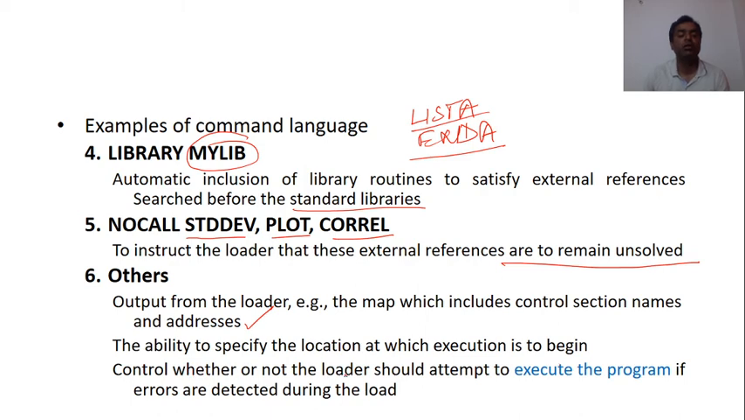Another option controls whether or not the loader should attempt to execute the program if errors are detected during the load. That means if I am loading the program and I get some error, the command I have written in the command language instructs the loader either to execute the program despite the errors, or not to execute it.